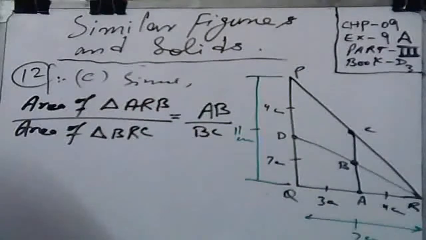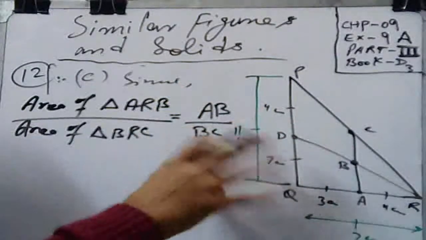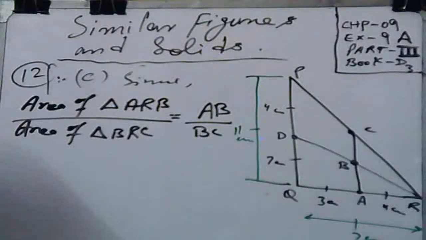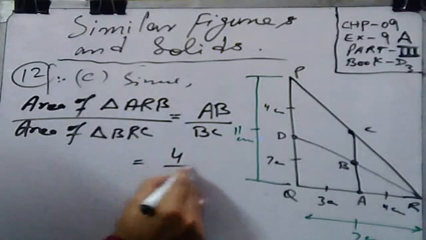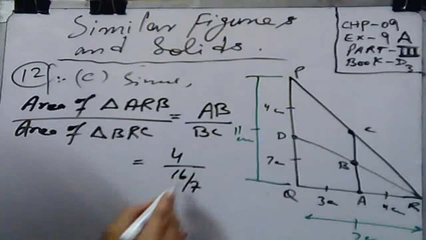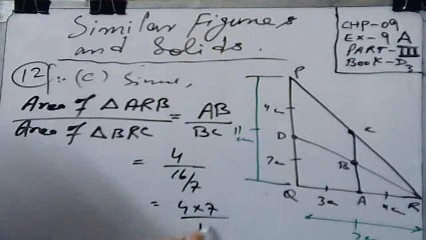Initially we take the square, in those cases where we don't have common heights. Here with common height we take only the lengths without square. So putting the values, now the question is very easy. By putting the values, that is 4 by BC, which is 16 by 7. After multiplication, invert it, you will get 4 multiplied by 7 divided by 16.